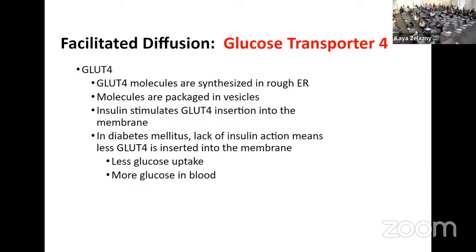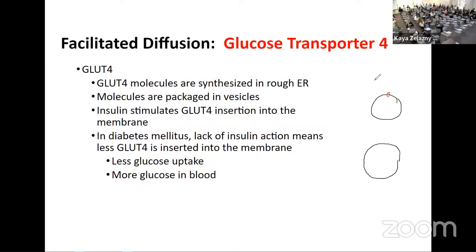Let's go to the example cells. Before the presence of insulin, let's say we have one transporter here. After insulin is present, we took a bunch of transporters that we just made, which were in vesicles, and now we have more transporters in the membrane. So that's what happened in the presence of insulin.